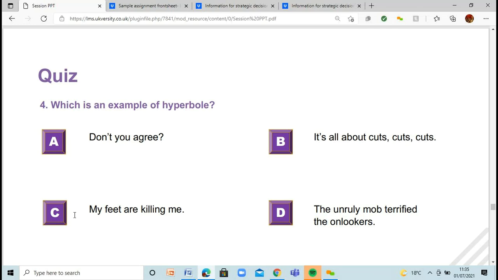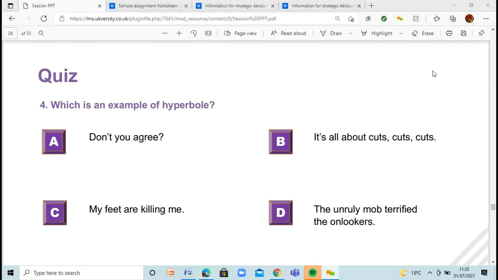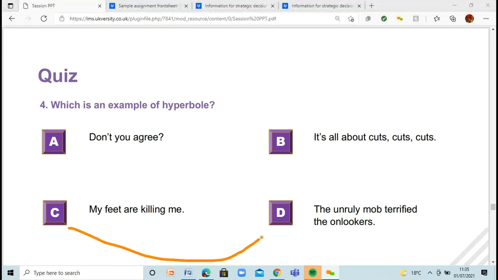Yeah, C. Now sometimes you get confused between C and D, because they're both exaggerating a little bit, but this is more emotion on here, where they're trying to make you feel sad for someone. So yeah, you're right, my feet are killing me is the correct one.